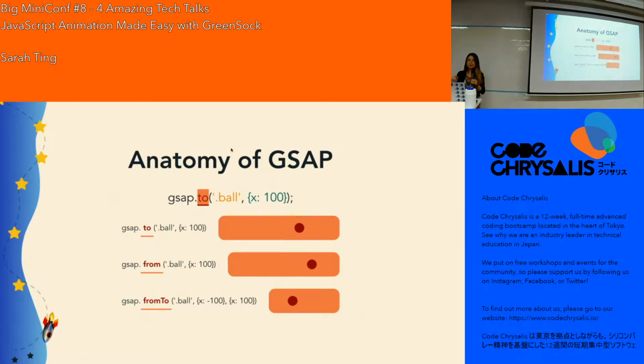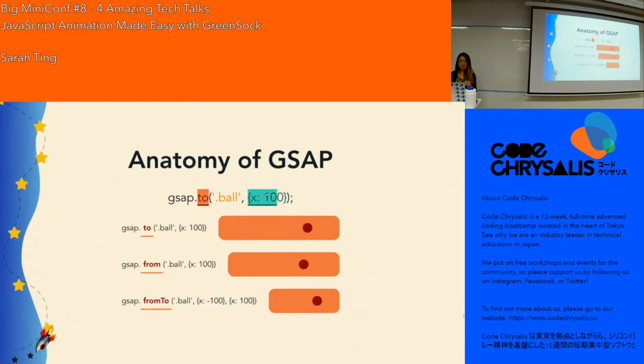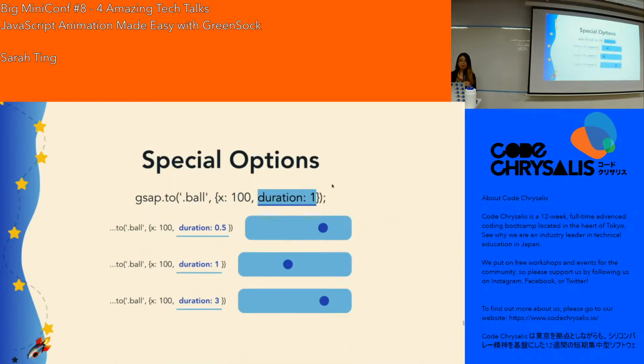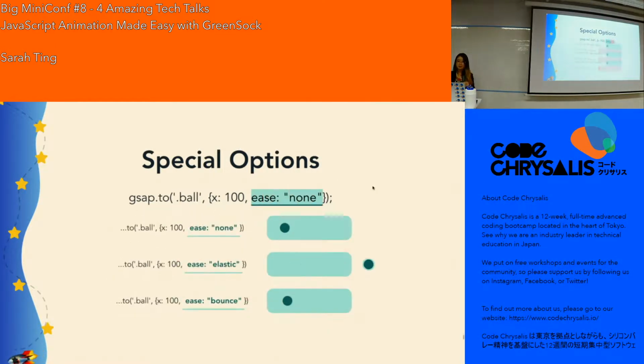It's super flexible. There's a ton of other stuff that you can do with it. I'm just going to speed through some other examples. In this green section here, you can also bring in some special options. If you want to change the speed of the animation, you can change the duration. If you want to make GSAP wait for a little bit before playing your animation, you can set a delay and it will wait a few seconds before playing.